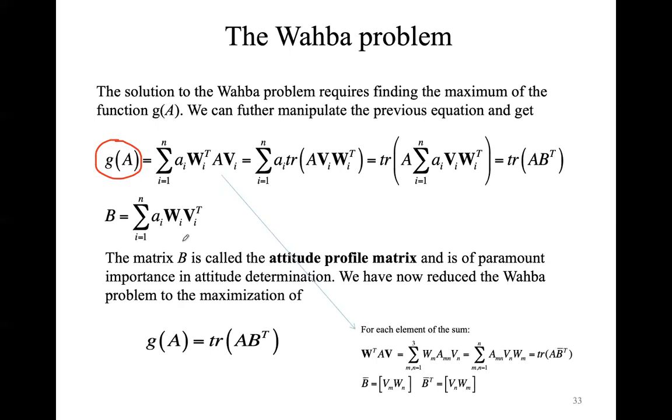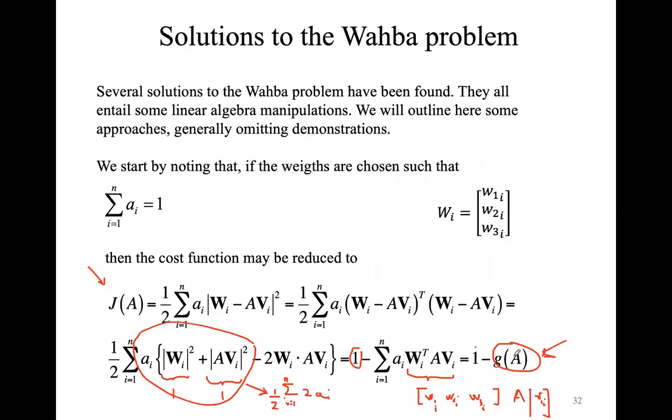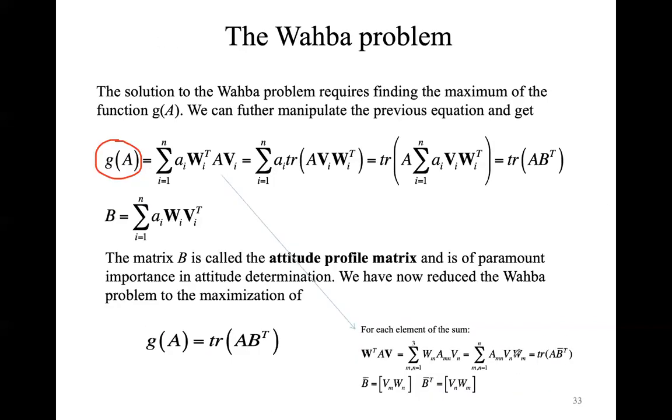Anyway, this is a general expression for the Wahba problem. So the main concept that we have to keep in mind is that the minimization of the cost function of the Wahba problem reduces to the maximization of this function, and that enables the definition of the attitude profile matrix that will be useful in the computation of the quaternion that provides the best knowledge of the attitude.